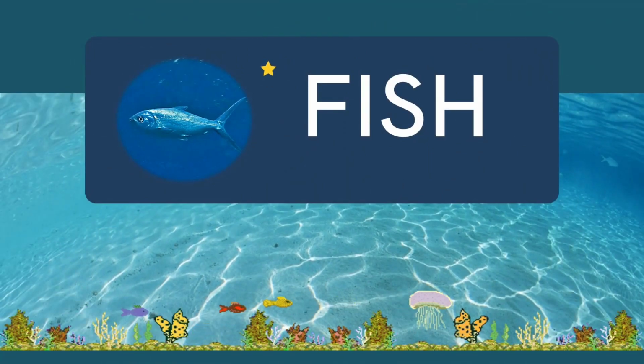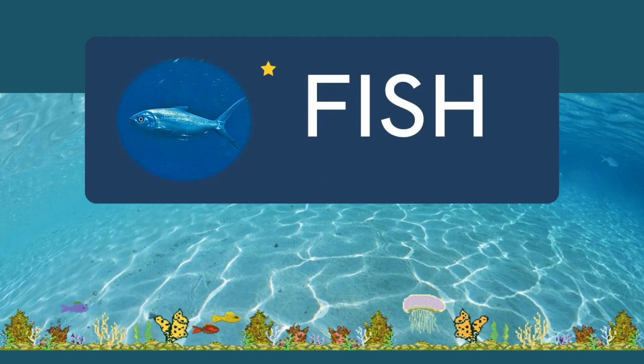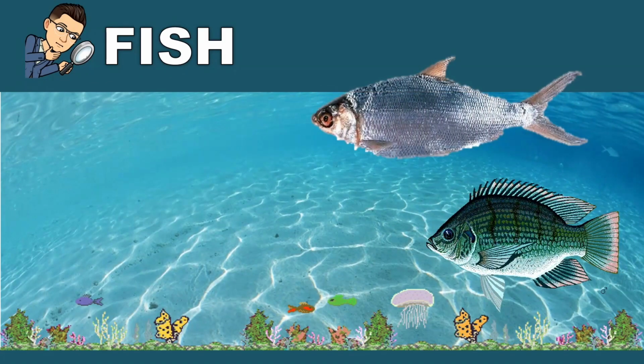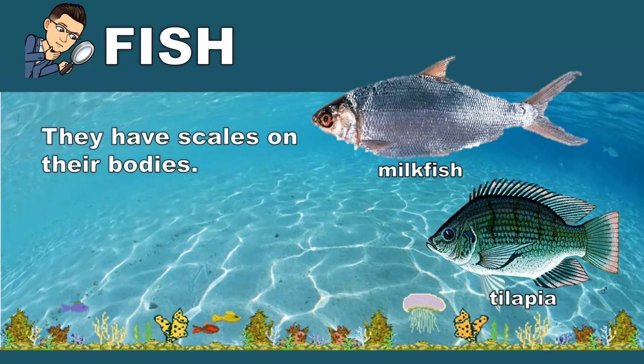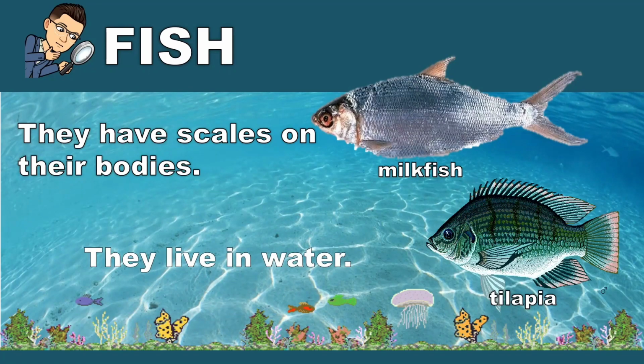The next group of vertebrates is fish. Are you familiar with this fish, class? You're right. They are billfish and tilapia. What do they have in their bodies? Correct. They have scales on their bodies. Where do they live? Very good. They live in water.